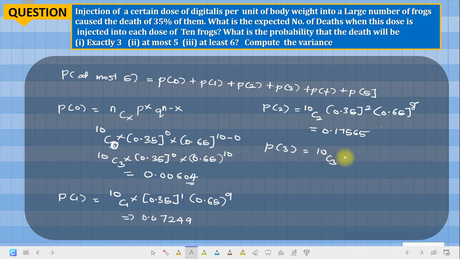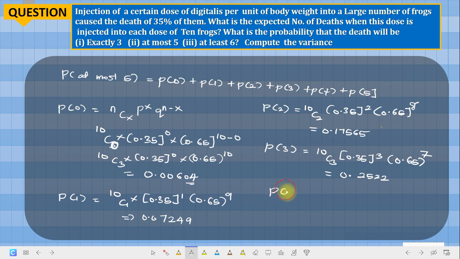The next one is the probability that 3 will die, and that is 10 combination 3, 0.35 raised to the power of 3, then 0.65 raised to the power of 10 minus 3. We all know that 10 minus 3 is 7. So we can erase this and put 7 here. So this becomes raised to the power of 7. And when you compute this in your calculator, it's going to give us 0.2522, which we've solved before.